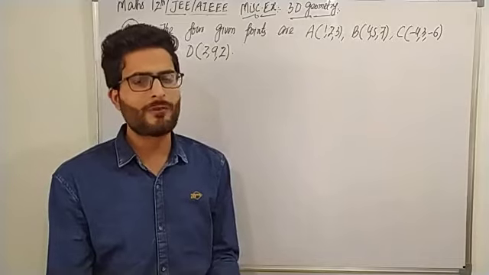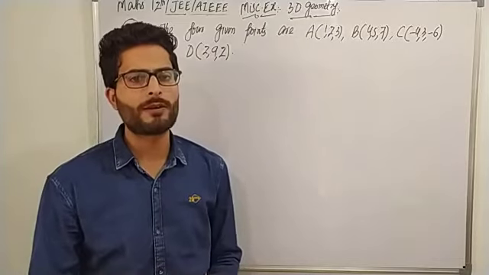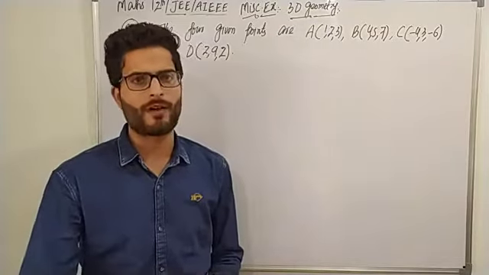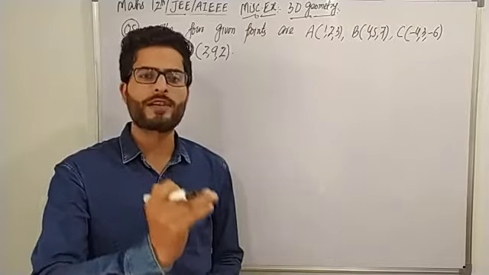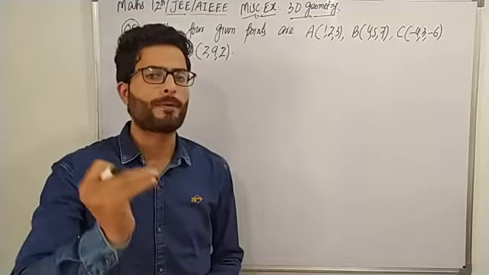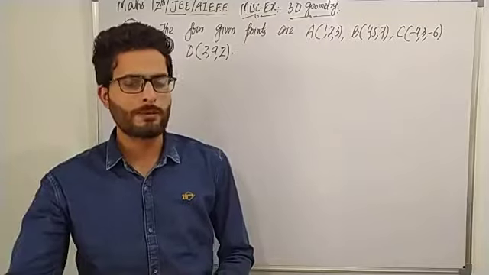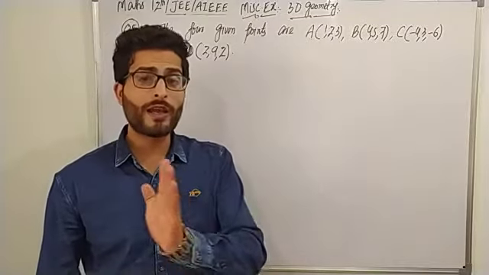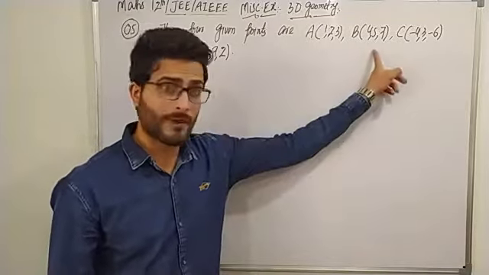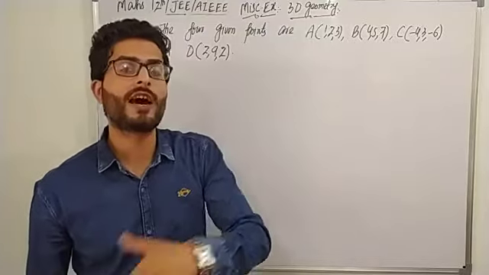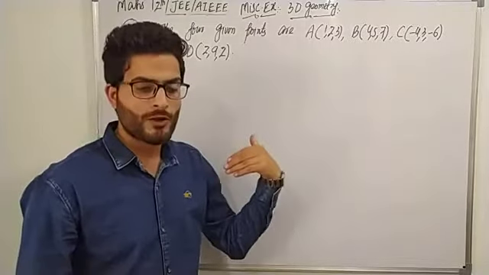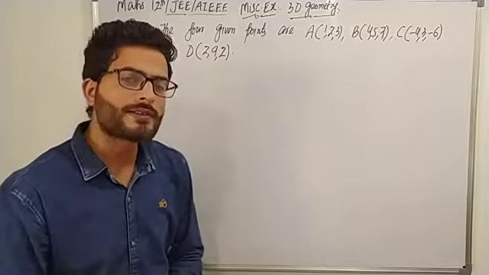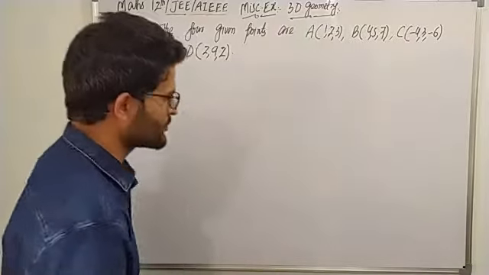So the angle is given by the formula again, cos theta is equal to a1 b1 plus a2 b2 plus a3 b3 divided by square root of a1 square plus a2 square plus a3 square into square root of b1 square plus b2 square plus b3 square, where a1 a2 a3 are the direction ratios of AB and b1 b2 b3 are the direction ratios of CD. So first of all we will find the direction ratios of AB and CD.